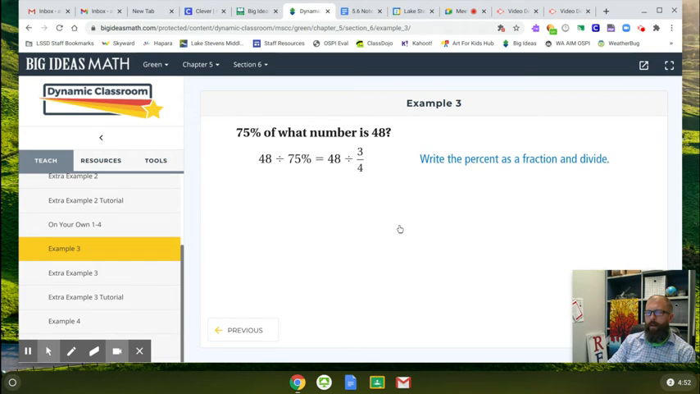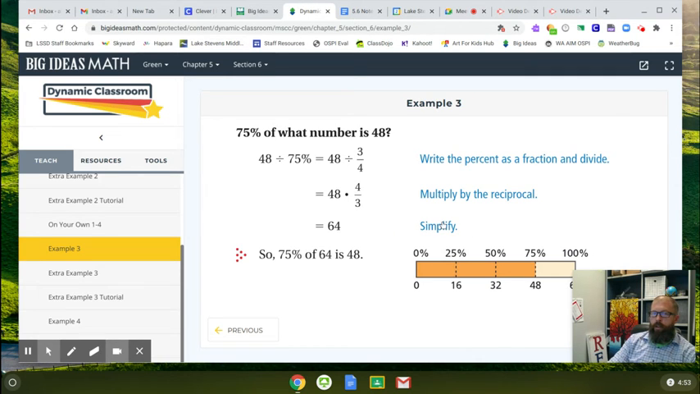Remember what we do when we divide by fractions? Don't divide, we flip and multiply. People say keep, change, flip. So now we do 48 times 4/3, multiply by the reciprocal. We end up with 64. So 48 times 4 divided by 3, end up with 64. So 48 is 75% of 64.